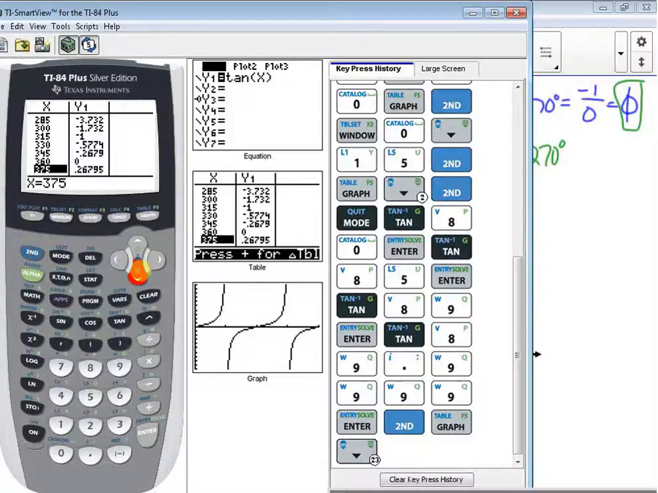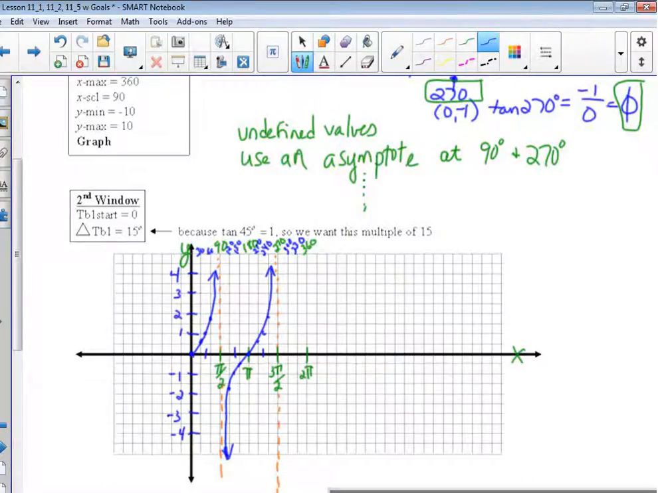So, again, 300 is negative 1.7. And 315, very important, halfway is negative 1. And then 330 is negative 0.6. And then we're back to 0. So it goes like that. So there is your tan graph.